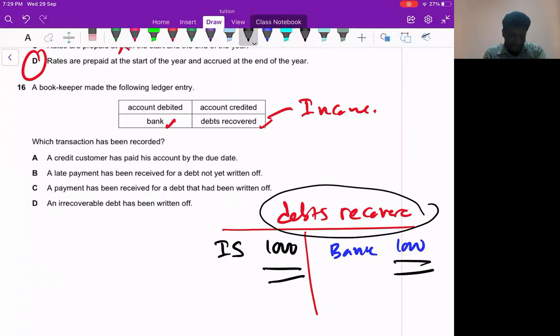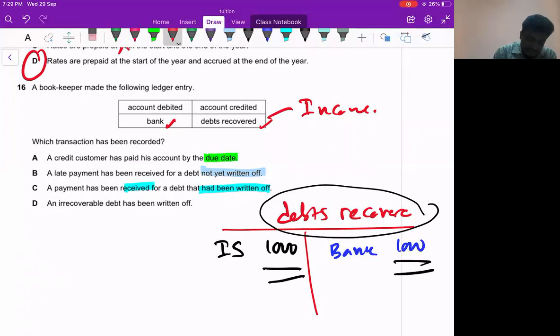We keep it separate. A customer has paid the account by the due date. No. If you pay by the due date, I minus the trade receivable, not the debts recovered. A late payment had been received for a debt not yet written off. No. Bad debt recovered means the debt that you already written off, then the guy comes back and pays. So this is wrong also. A payment has been received for a debt that had been written off. Yes, exactly.